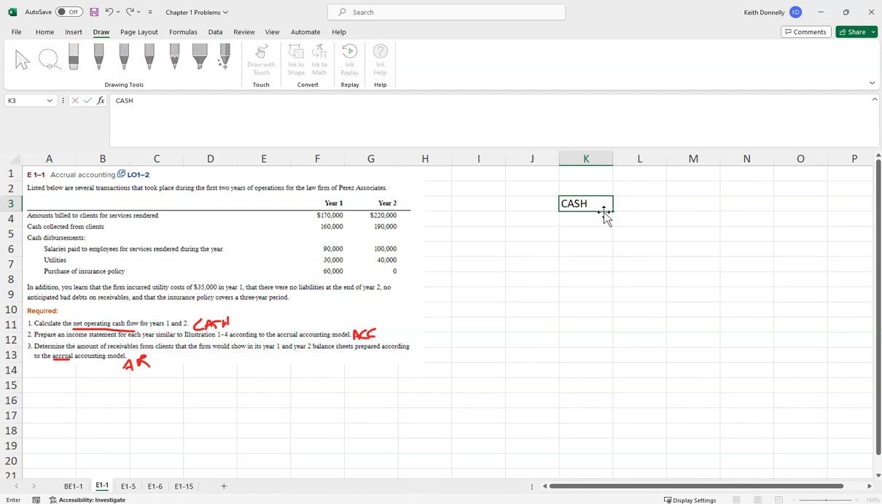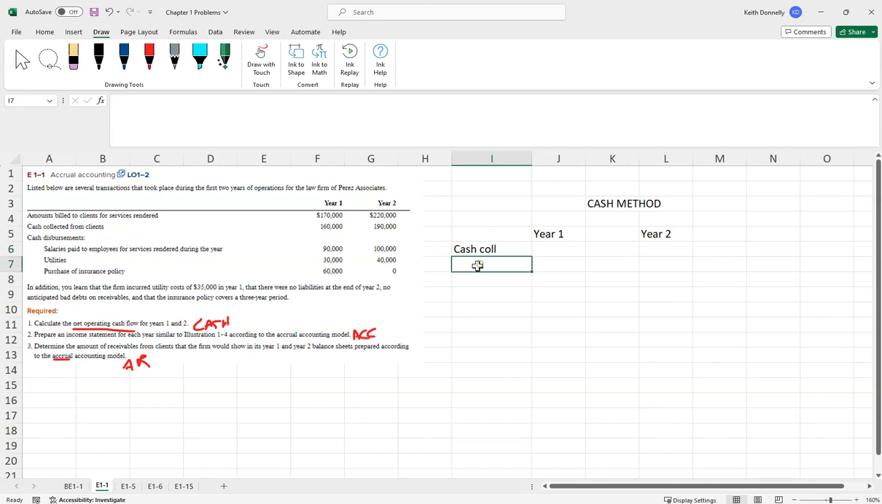So let's start here with the cash method, right? What we're really looking at here, and the general rule for cash method is cash in is the functional equivalent of a revenue. Cash out is the functional equivalent of an expense, right? So we'll have cash collected. And let me change this up here because we need to do this for year 1, year 2.